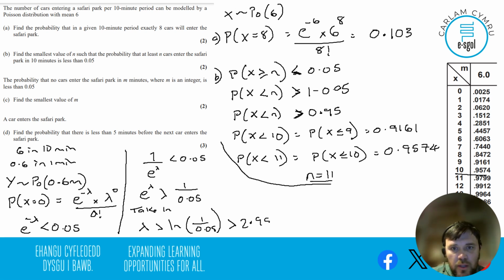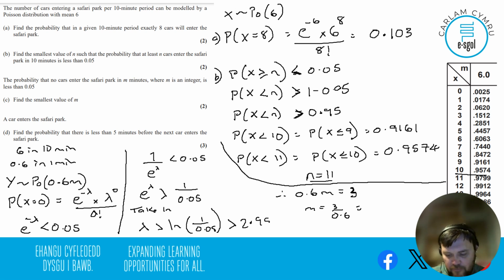If I square this off here, 0.6m needs to be greater than that, so we're going to say 3 is equal to 0.6m, so m is 3 divided by 0.6, which would give me 5. So we have our lambda as 3, and we have 5 as our value for m, which is the smallest value of m.